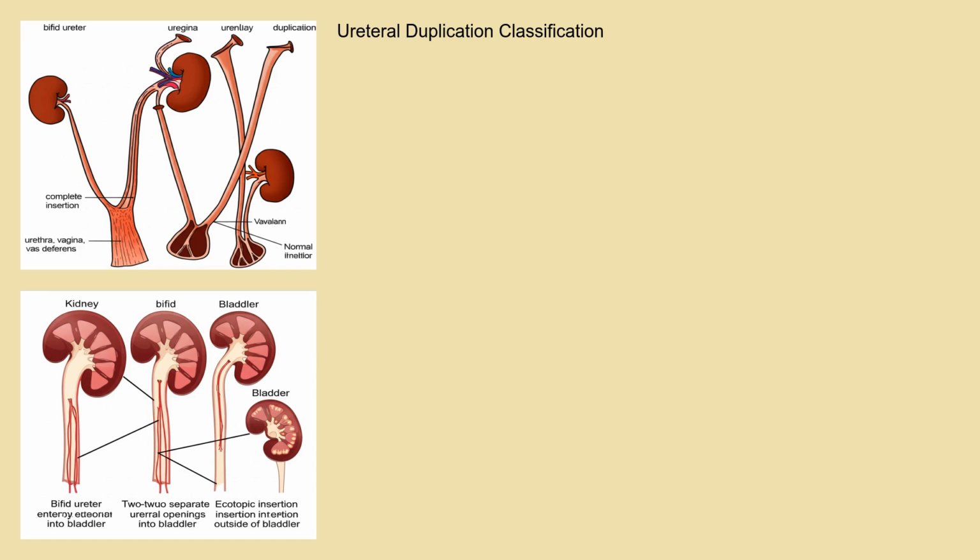Ureteral duplication can be classified into several types based on the degree of duplication and the location of ureteral insertion. Complete duplication involves two entirely separate ureters draining one kidney, each with its own opening into the bladder or an ectopic location. Incomplete duplication, also known as a bifid ureter, occurs when the two ureters partially fuse before entering the bladder. Further classification can be based on the location of ectopic ureteral orifices, whether into the urethra, vagina, vas deferens, or other locations outside the normal bladder insertion point.